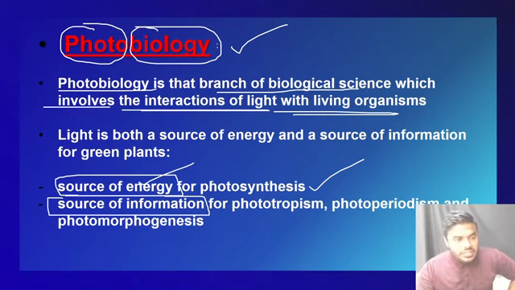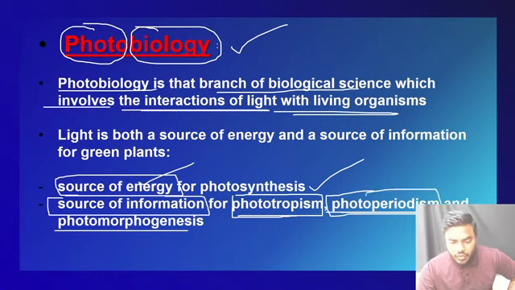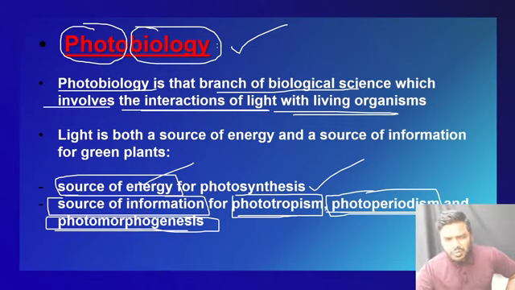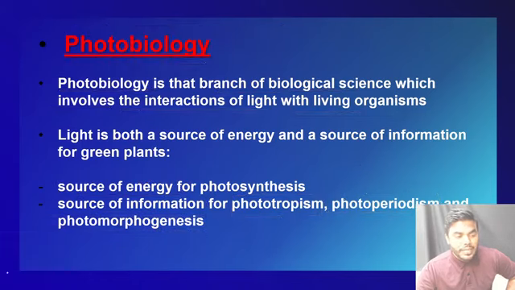Not only for photosynthesis, friends, plants also use light for the process of phototropism, photoperiodism, and photomorphogenesis. So in the entire chapter of sensory photobiology, we are going to read phototropism, photoperiodism, and photomorphogenesis. Listen to the lesson very carefully. By tomorrow morning this entire chapter will get over. I will solve all the previous year questions, so you can answer very easily. Make sure that you listen to the lesson properly.